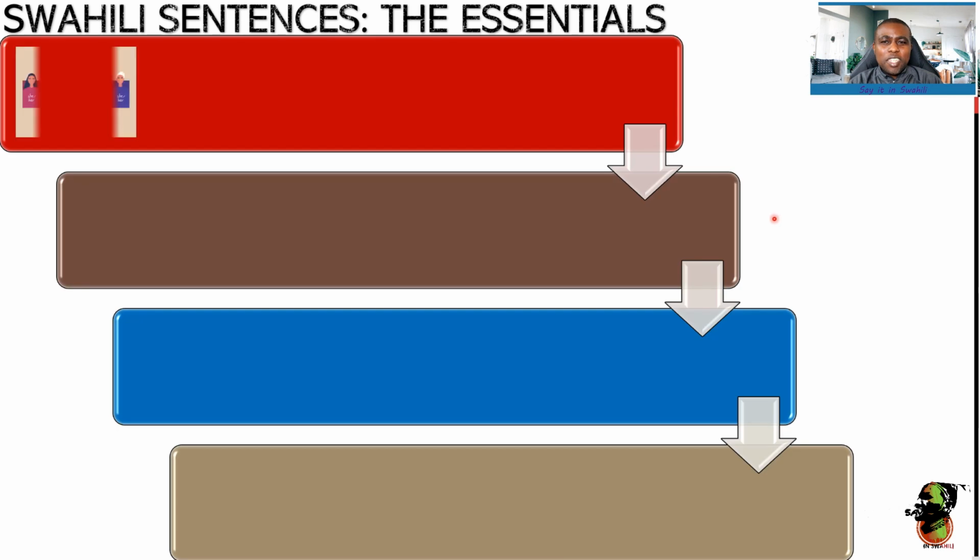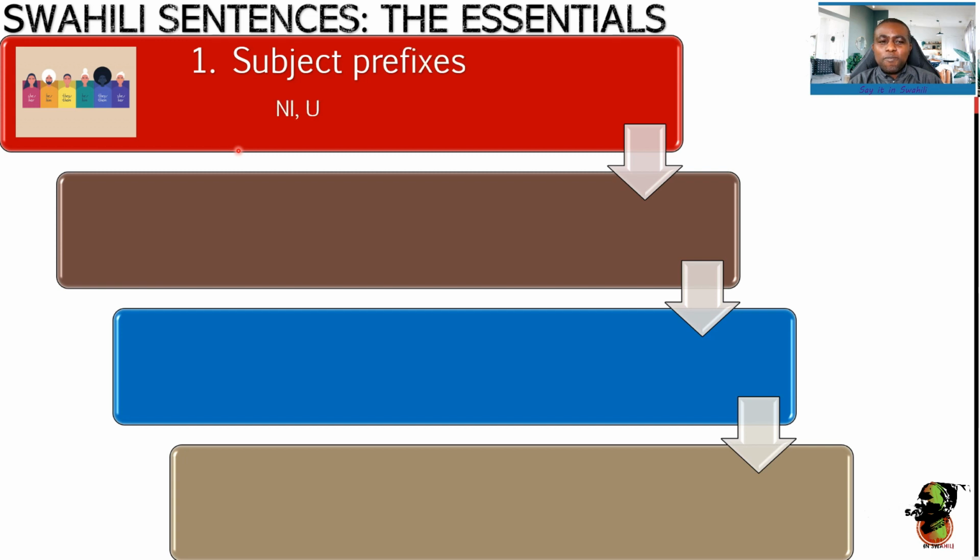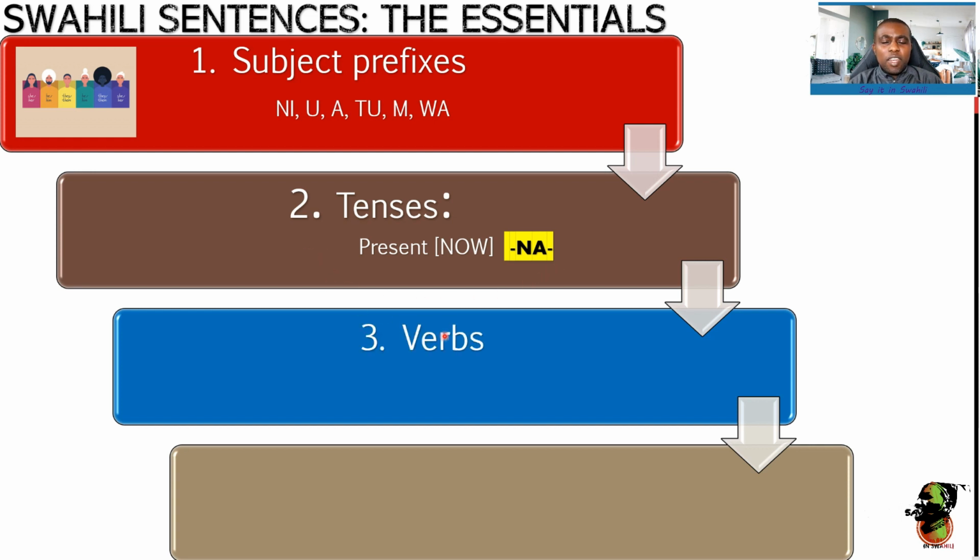But before that, do you remember what our subject prefix is? That is the first part that we start. And we're going to have ni, u, a, tu, wa. Those are the subject prefixes that start the sentence. Then they're followed by the tenses, and you're going to have the present tense. That is what we'll be using today. Then you have the next part, which is very important, the verbs. So this is just a recap of whatever we did. Subject prefix, tense, and verb.